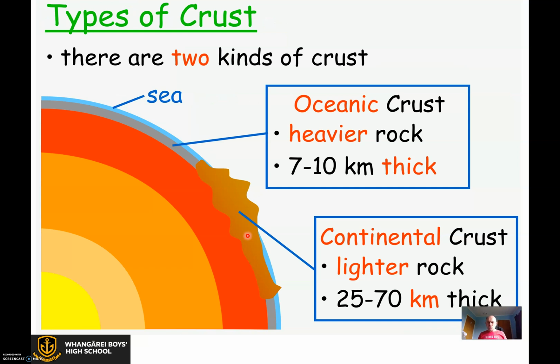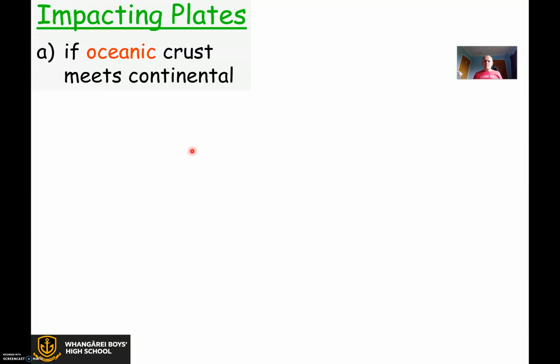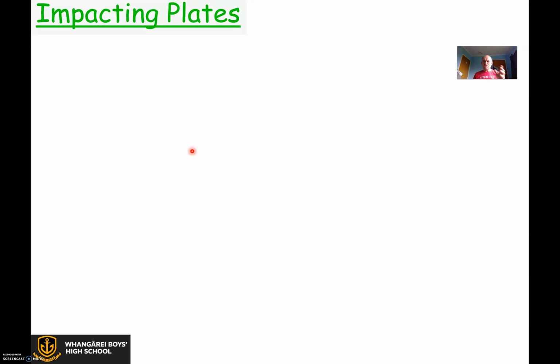Now, a refresher, there's two types of crust. We have oceanic crust, which is denser rock. All rock is heavy, but the oceanic crust made of basalt normally is heavier. And continental crust, even though it's heavy, it is lighter than the other stuff. And this is thick and that's thin. That's useful to know.